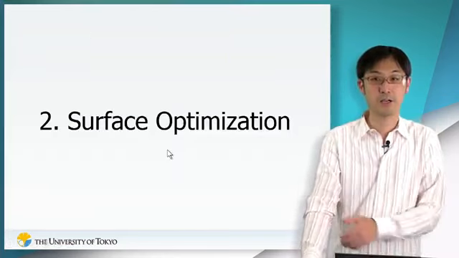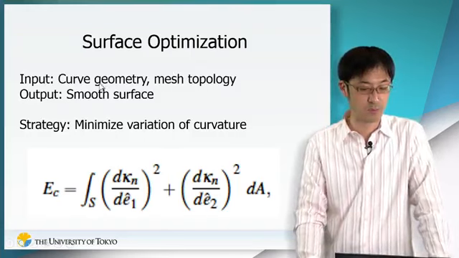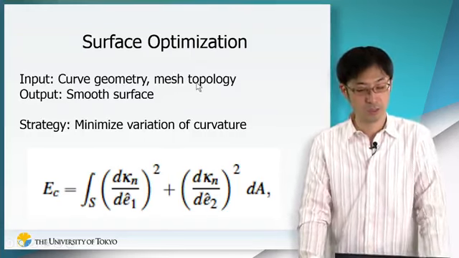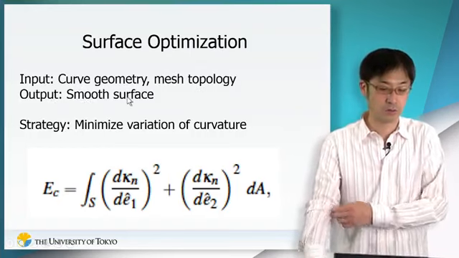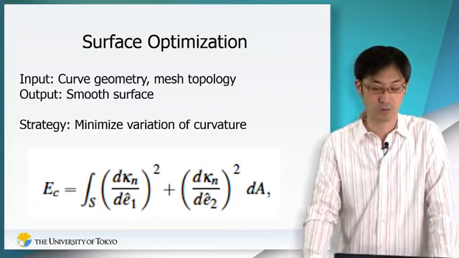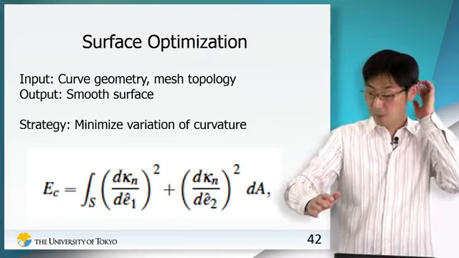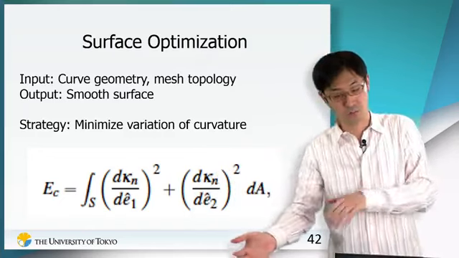And next one is surface optimization. Surface optimization takes as input a curve geometry and mesh topology. This is the input. And then the system automatically generates a smooth surface. To do so, the system basically tries to minimize variation of curvature. Curvature is how curved the surface is. And by minimizing the variation of curvature, the system tries to generate a smooth surface.